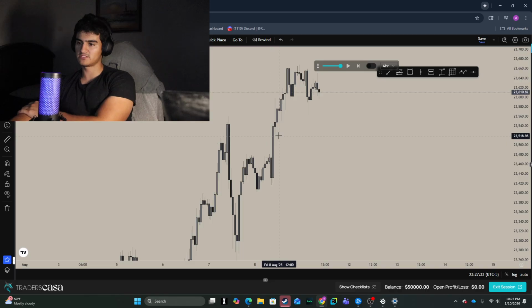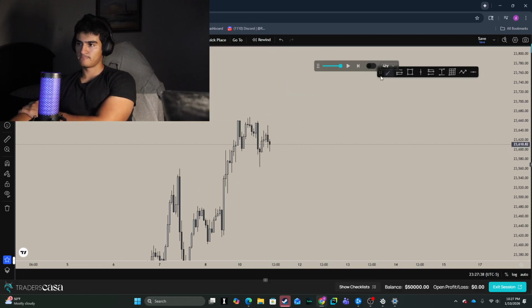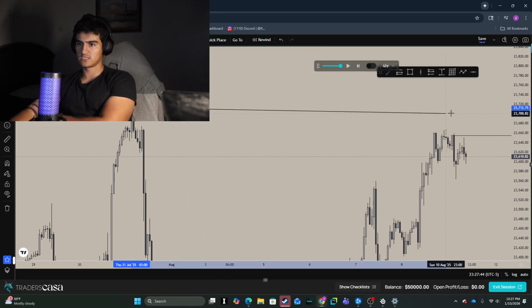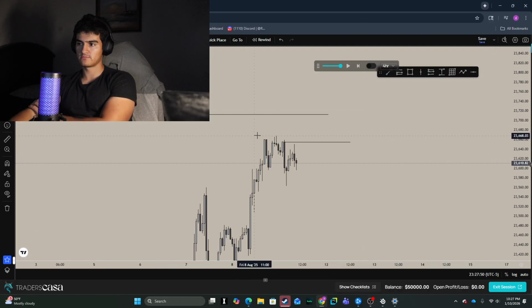We already mitigated this bullish gap here. Try to inverse this here and just get this high right there. Come on, right there.